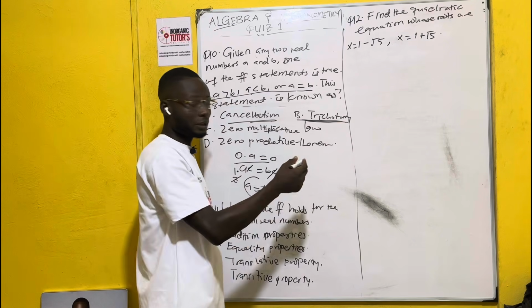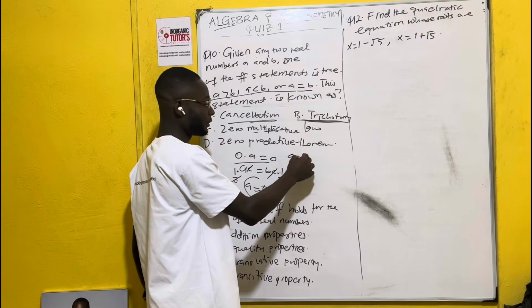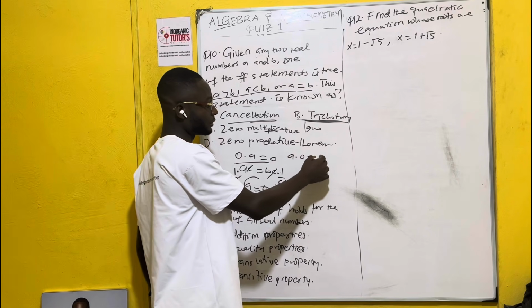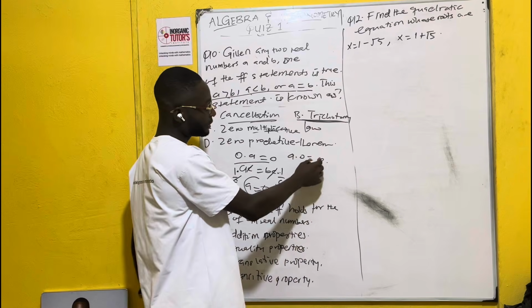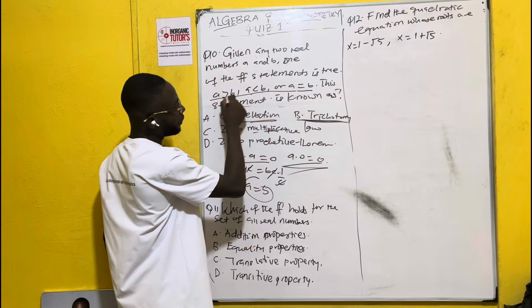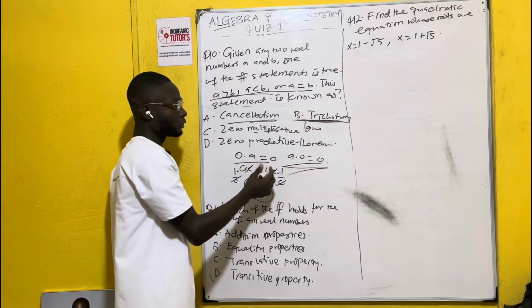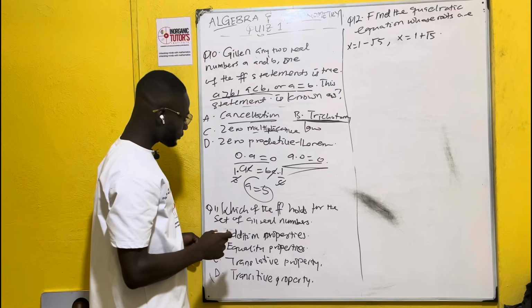And then the zero product theorem is A times 0, which is also 0. So these are the laws. This particular law is the trichotomy law. So note this very well.